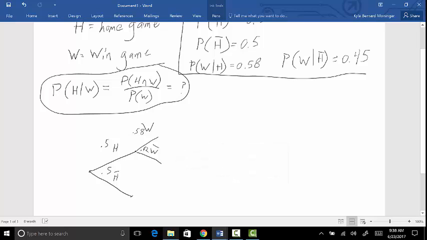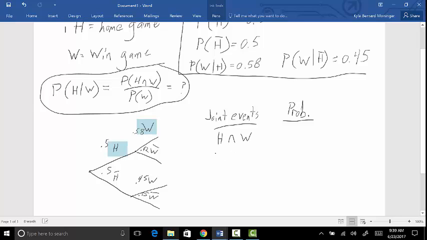Same thing here, if they play away, they can either win or not win. From here I know it's 0.45, therefore this must be 0.55. Remember, both event branches must sum up to 1. Next, we want to create the joint events and then their probabilities. So my joint events I just find by kind of multiplying along the branches, H and W. And I find the probabilities the same way. I'm just going to multiply the probabilities along each branch.